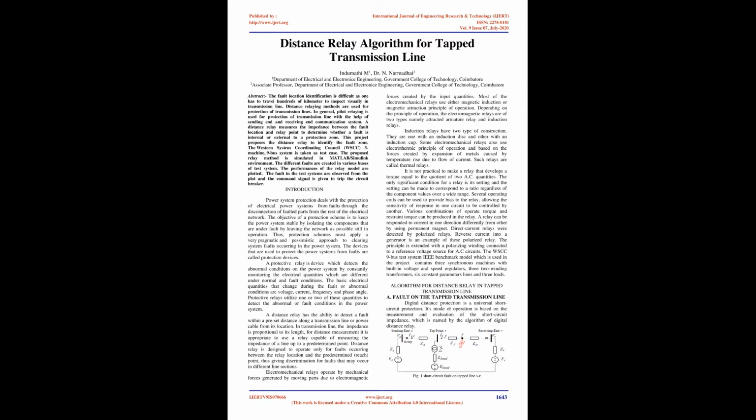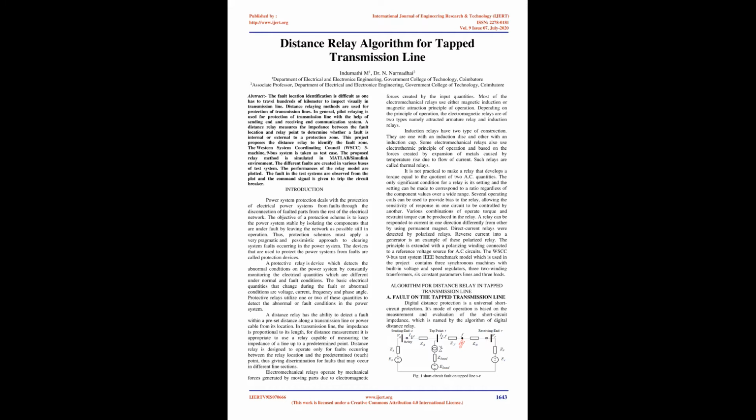The Western System Coordinating Council, WSCC, 3-machine, 9-bus system is taken as test case. The proposed relay method is simulated in MATLAB/Simulink environment. The different faults are created in various buses of test system. The performances of the relay model are plotted. The fault in the test systems are observed from the plot and the command signal is given to trip the circuit breaker.